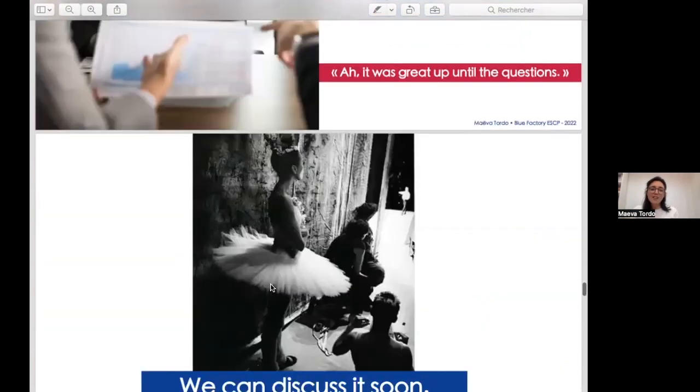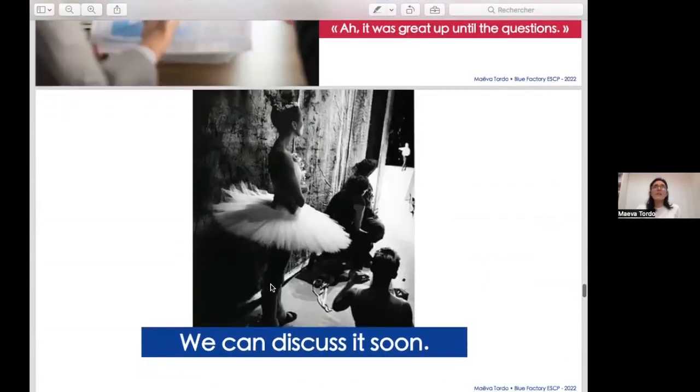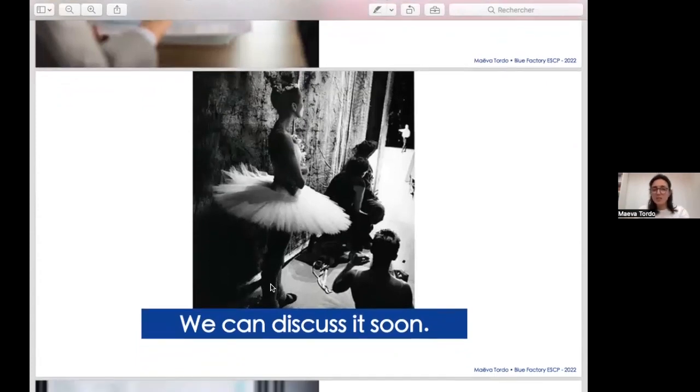So even when the pitch is ended, the pitch continues, maybe in the networking part, maybe when you meet the person in the elevator. And if at some point in the conversation, you don't have an answer to a question that someone is asking you, you just have to be very peaceful and say, let me email, I will answer you. I don't have the answer right now, but I will get back to you. We can discuss it soon. So there is no reason to be annoyed of, oh my God, I don't have the answer.